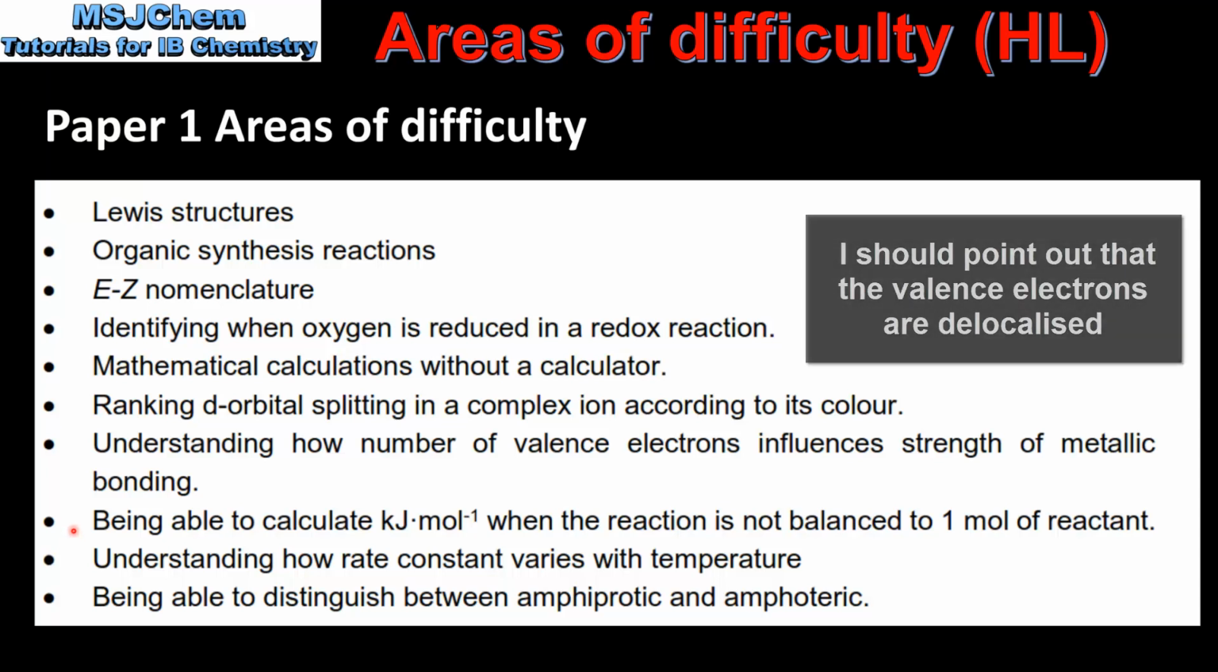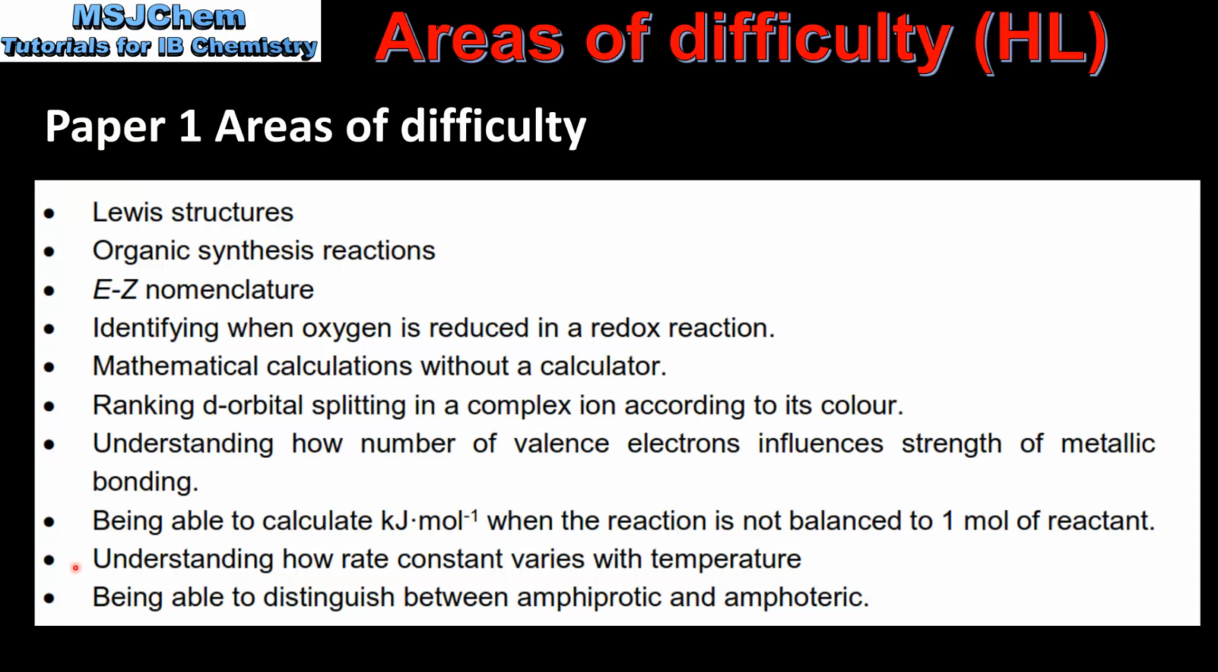Next, we have being able to calculate kilojoules per mole when the reaction is not balanced to 1 mole of reactant. Next, we have understanding how rate constant varies with temperature. So an increase in temperature increases the value of the rate constant. And finally, for this slide, we have being able to distinguish between amphiprotic and amphoteric. Amphiprotic is only used for Bronsted-Lowry theory of acids and bases. The term amphoteric can be used for all theories of acids and bases, such as Lewis theory.